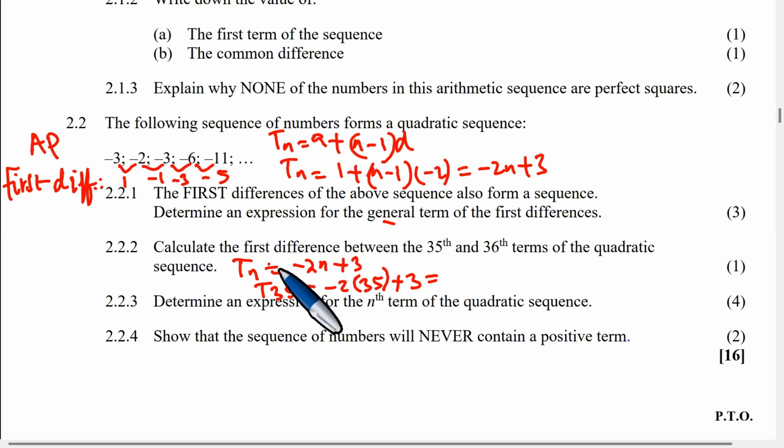Okay, the first difference now between 35th and 36th, if they say between 35 and 36, you consider 35 because of the pattern that I was explaining. Okay, I can even repeat myself. So what is -2 times 35? It is -70. -70 plus 3 is -67. And that is the answer.